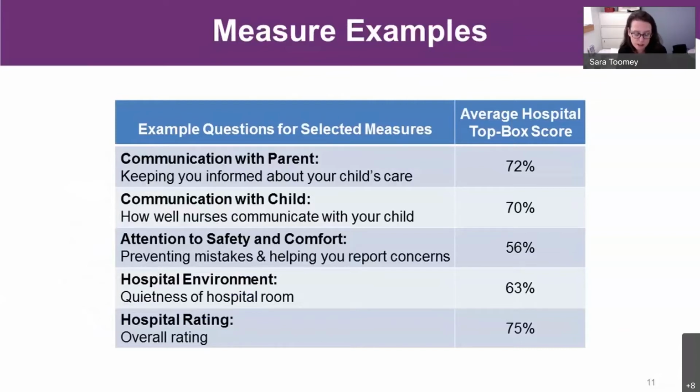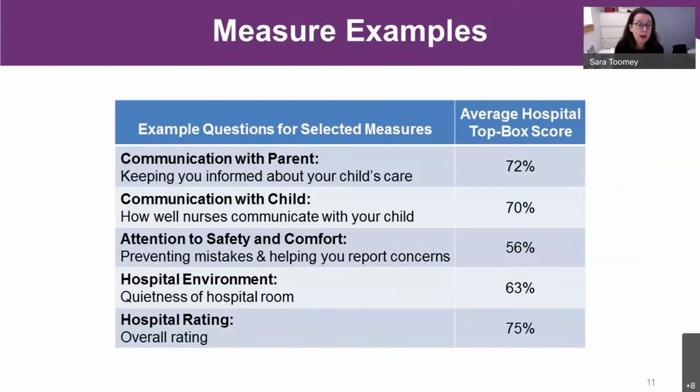Next slide, please. I thought it would be important to give you a sense of some of the measures that are part of the Child HCAHPS survey. Here are some example questions under those 5 overarching groups. The first, for communication with parents, is keeping you informed about your child's care. The average hospital top box score, based on our national field test that we did back in 2014 to 15, for which we had 69 hospitals participate, was 72%.